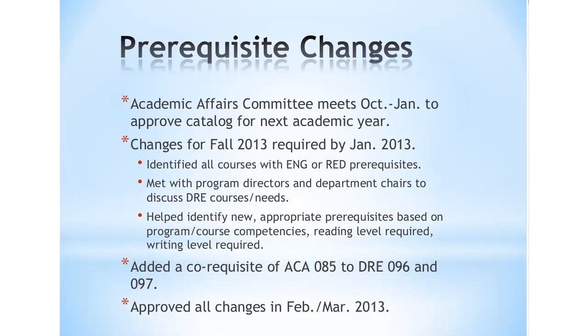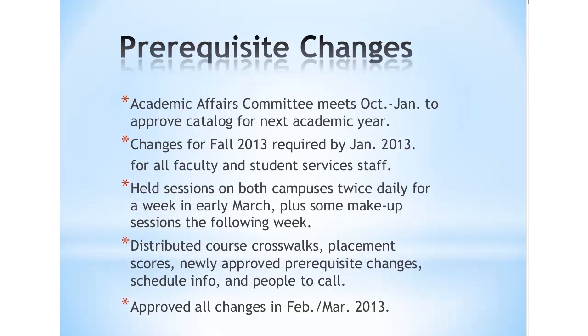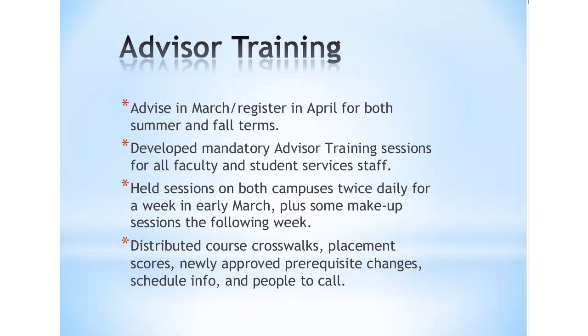We got our prerequisite changes and things all pretty much made in February. I think there were a couple stragglers out there that maybe would change their mind about a course or two. But by early March, we had all of that information ready. So the next thing the committee decided that we really needed was some advisor training. We advise in March and register in April for both the summer and the fall terms.